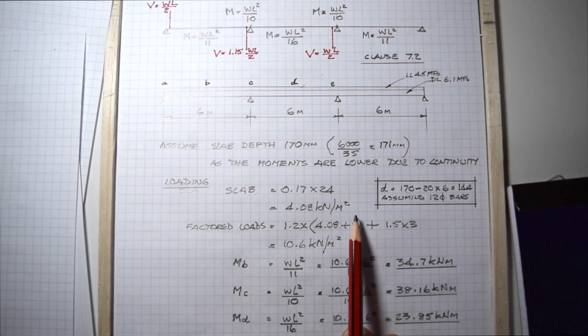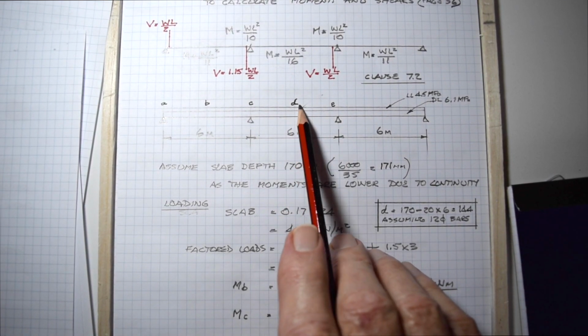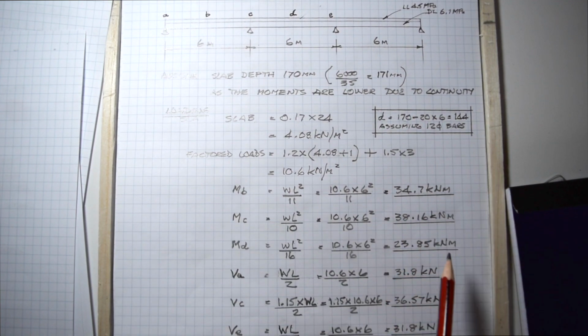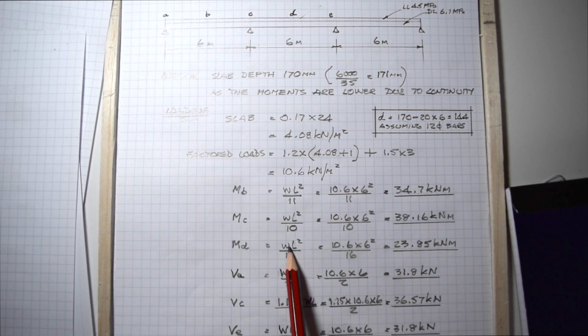The moment at D, which is the positive moment in the center of the whole 3-span beam, is only 23.85 kilonewton meters because the factor is very small, WL squared over 16. Your shear forces, the one at the external support, is just the load over half of the load, 10.6 times 6 meters, a half of that, 31.8 kilonewtons.